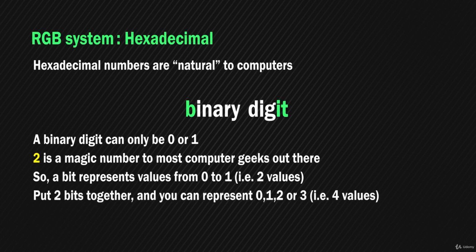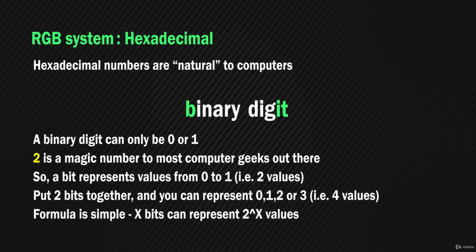Put 2 bits together and you can represent 0, 1, 2, or 3, aka you can represent 4 values. 3 bits can represent 0 to 7, or 8 values in total. 4 bits means you can represent 2 to the power of 4, which is 16 different values. I guess we can go on ad infinitum, but the formula is simple. X bits can represent 2 to the power of X values.